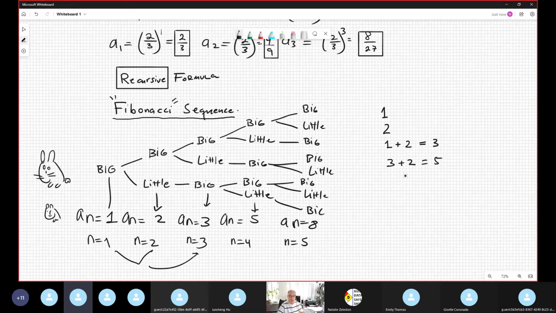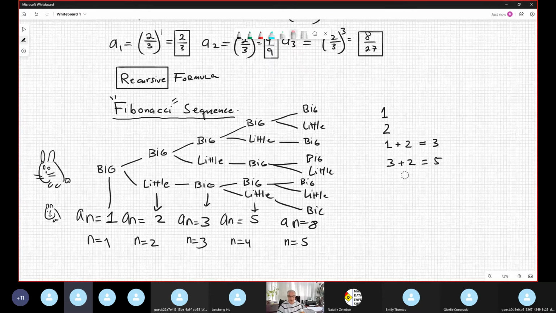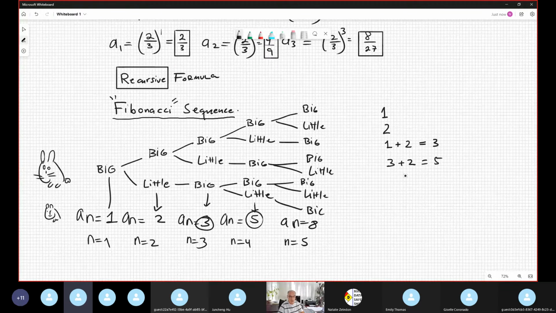So in the Fibonacci sequence, the pattern to get any number of rabbits at any moment is adding the 2 previous ones. So this 5 comes from 3 plus 2, and this 8 comes from 3 plus 5. If you want to find the next one, you can continue doing this, but it's crazy, no? So now it is 8 plus 5, which is 13.